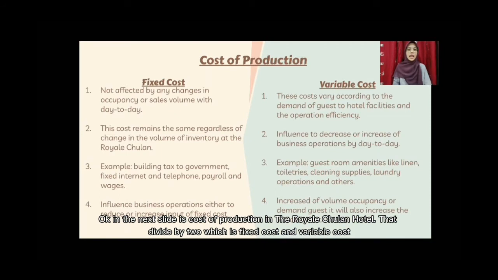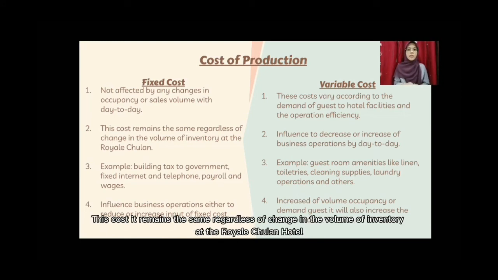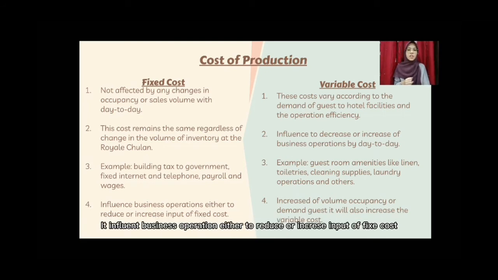Okay, the next slide is the cost of production in the Royal Chulan Hotel, which is divided into two: fixed cost and variable cost. Fixed costs in the Royal Chulan Hotel are not affected by any change in occupancy or sale volume day to day. This cost remains the same regardless of a change in the volume of inventory at the hotel. The fixed costs in the Royal Chulan Hotel are building tax to the government and employee wages. It influences business operation either to reduce or increase input of fixed costs.